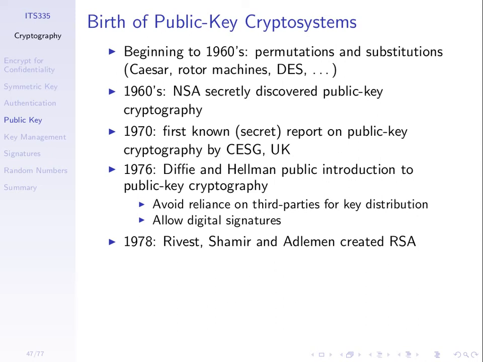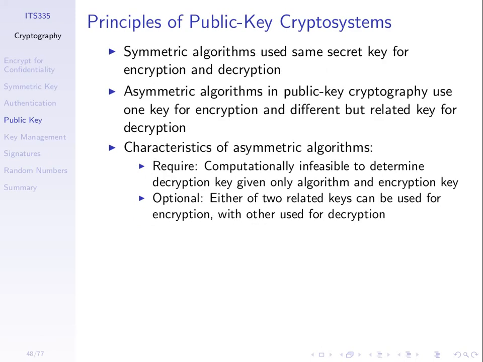So now really we say there's symmetric key cryptography and public key cryptography, two different approaches. In symmetric key cryptography, we use the same secret key for both encryption and decryption. In public key cryptography, also called asymmetric, we use one key for encryption and a different but related key for decryption. So we have asymmetry between the keys. We don't have the same key at both sides, we have two different keys. But the keys are related somehow.